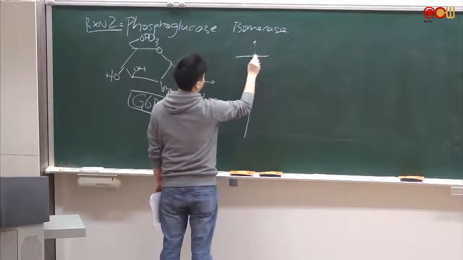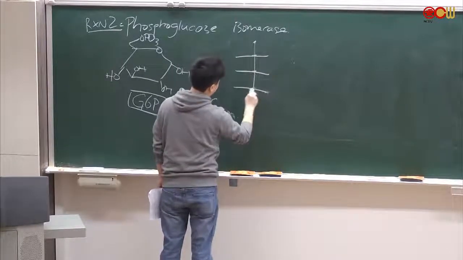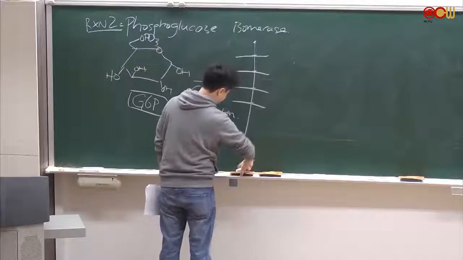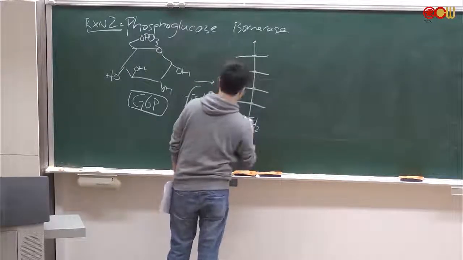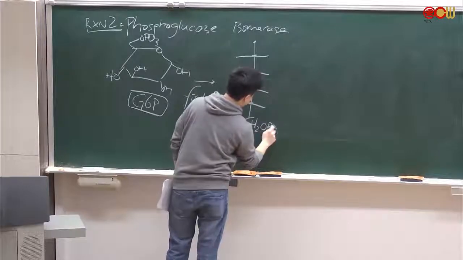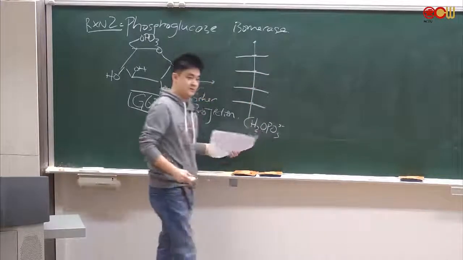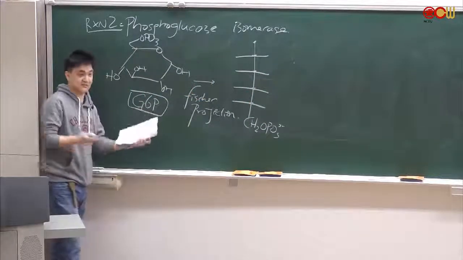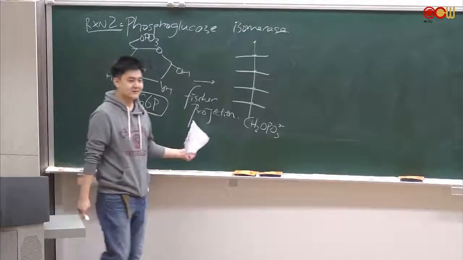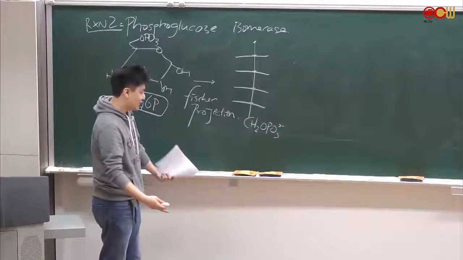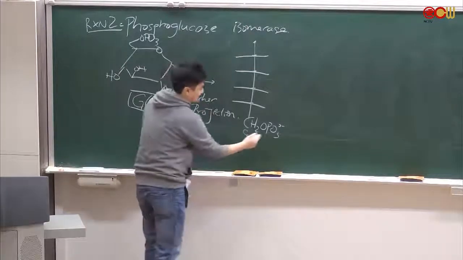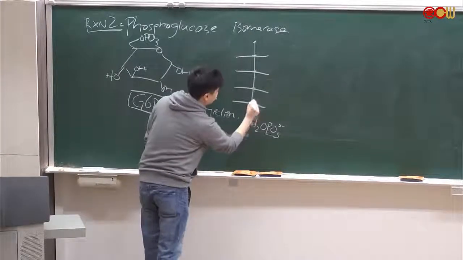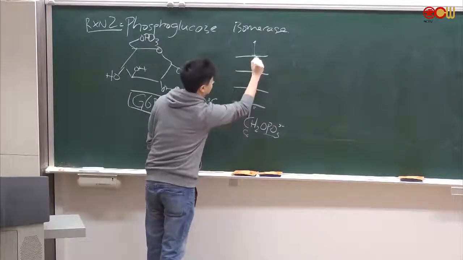1 carbon, 2 carbon, 3 carbon, 4 carbon, 5 carbon, and the last one is this 6 carbon. Carbon 6 is obviously CH2 phosphate. Why? Because it's glucose 6-phosphate. Therefore, the 6 carbon here is C6, so it has a phosphate on it. This is 5, 4, 3, 2, 1.